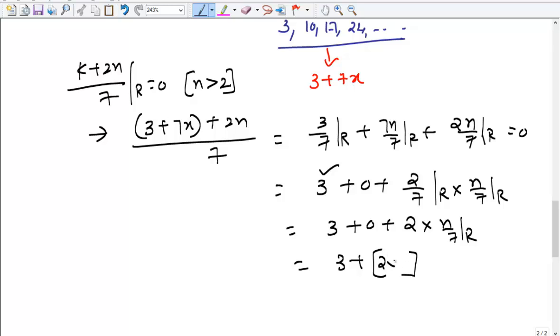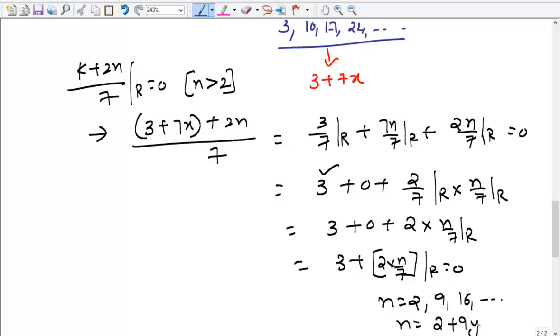We need to get 2 into n by 7. Now 2 into n by 7 must be 4. Then only we will get the remainder as 0. So in such a case, n needs to be either 2 or more than 2, since a condition is given that n must be greater than 2. So n can be 2, or 2 plus 7, that is 9, or 9 plus 7, that is 16, and so on. That is, n is of the format 2 plus 9y.